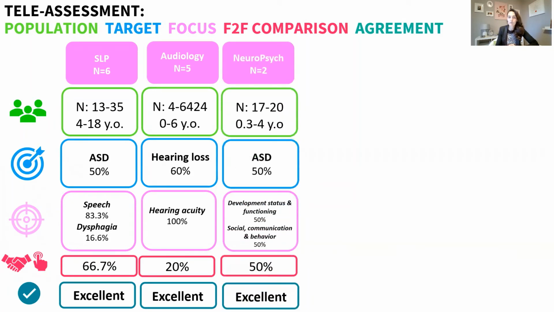We will proceed to neuropsychology. So we have 2 studies that included 17 and 20 individuals aged 0.3 to 4 years old. 50% of those studies included children with autism spectrum disorder, and they looked at assessing developmental status and functioning, as well as social and communication and behavior in another study.